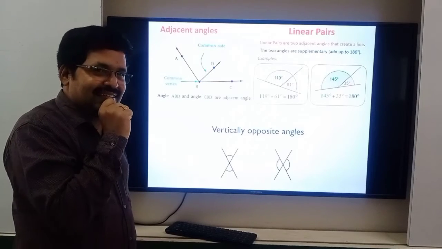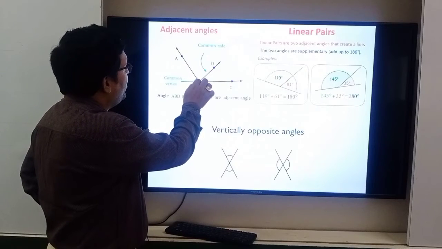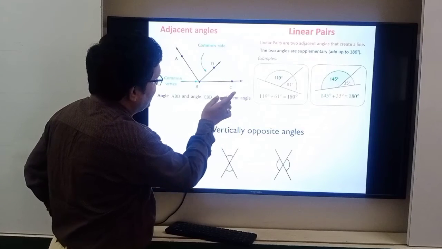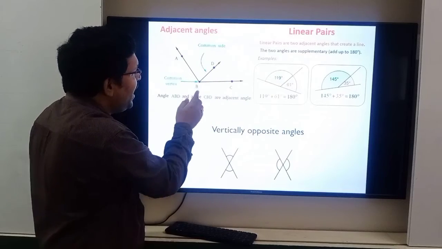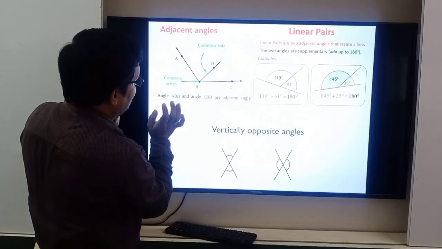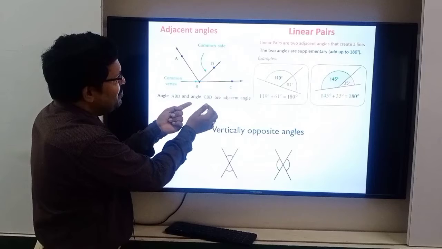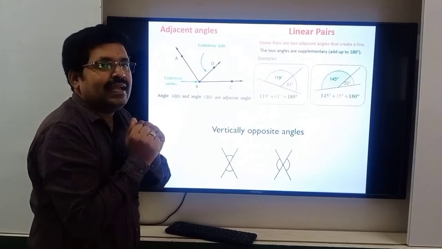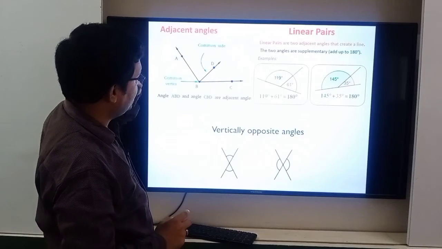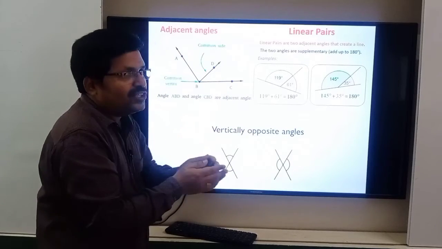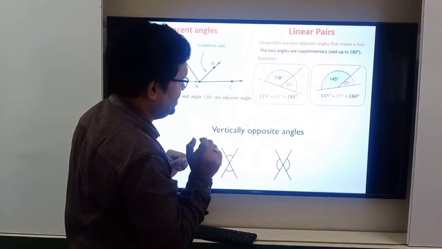Let us see what are the adjacent angles. B is a common vertex. One ray is going this side towards A. One ray is going towards C. And there is a ray that starts from B to D. This ray is a common arm for these two angles. Therefore, these two angles we call angle ABD and angle CBD. These two are called adjacent angles. Adjacent angle means side by side. So these two angles have a common arm. When you have a common arm, we call them adjacent angles. Okay, so good.